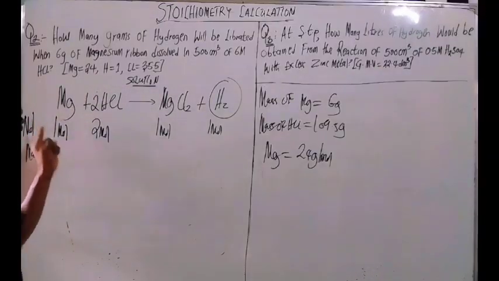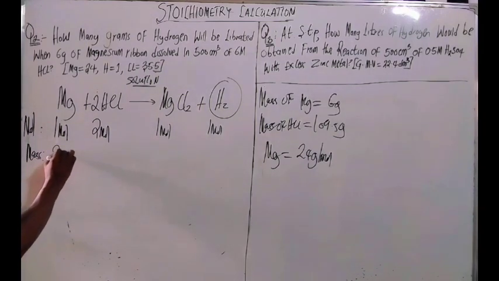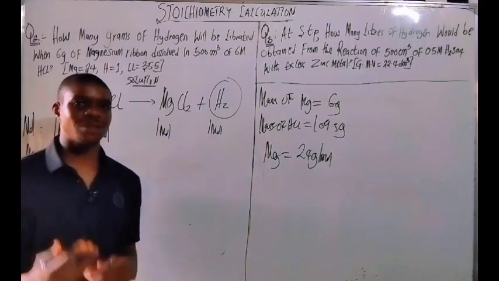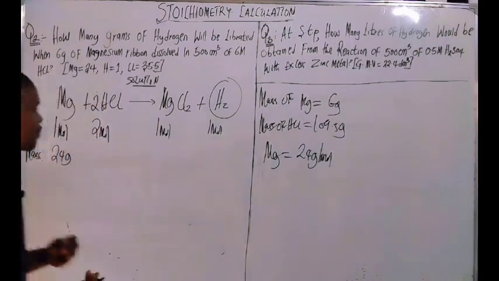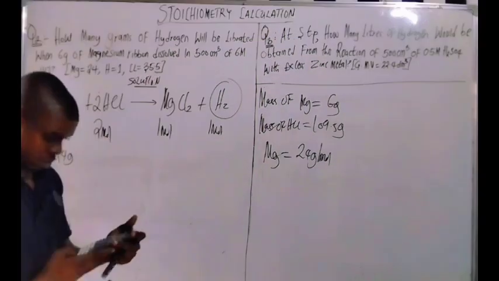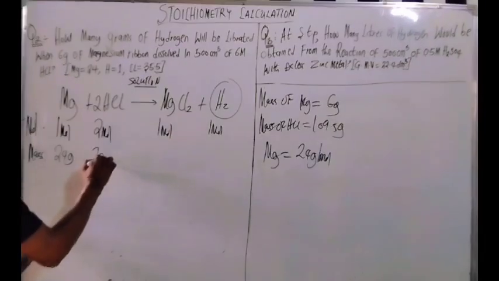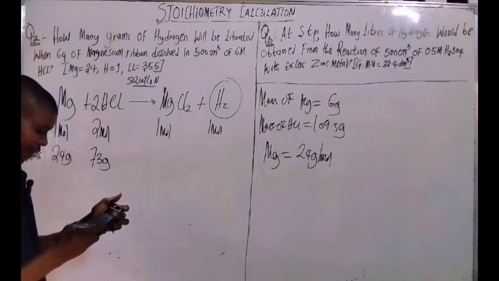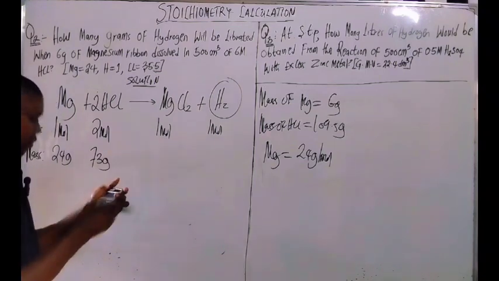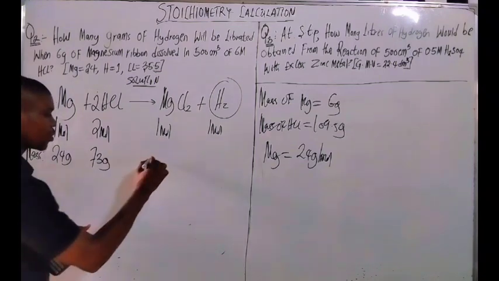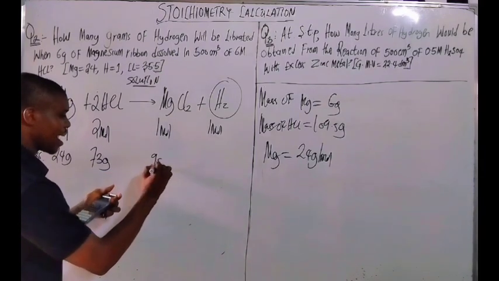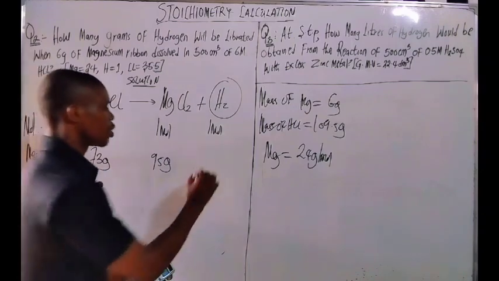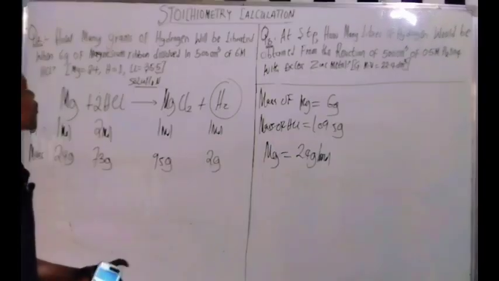So 24 times this one here, we have 24 gram, right? HCl. Remember, we have already calculated HCl to be about 36.5, right? So 36.5 times 2, here we have 73 gram, right? Now this one here, 35.5 times 2 plus 24, here we have 95 gram. Can you see that hydrogen is 1 times 2, so it is going to be 2 gram. Can you see that?